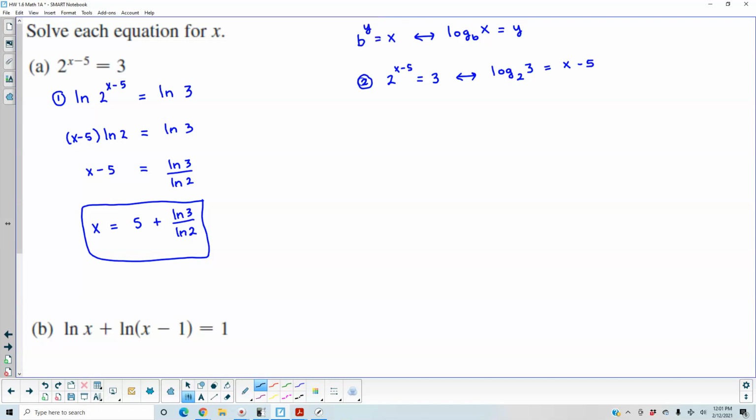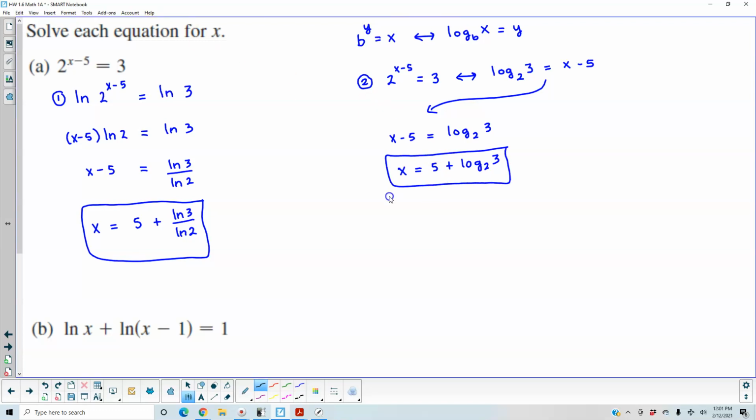And then we can solve for x. So we can rewrite this as x minus 5, which is equal to the log of base 2 of 3. And we can add 5 to both sides. So x is equal to 5 plus the log of base 2 of 3. So there's two ways to be able to get that result.